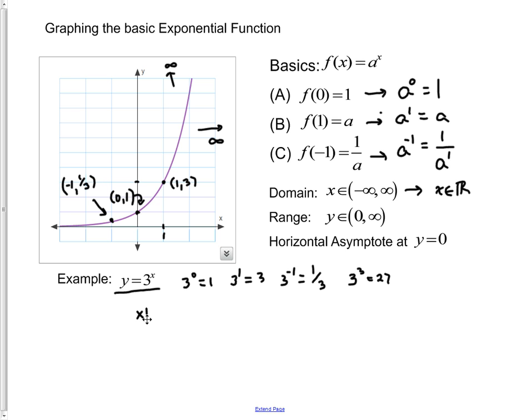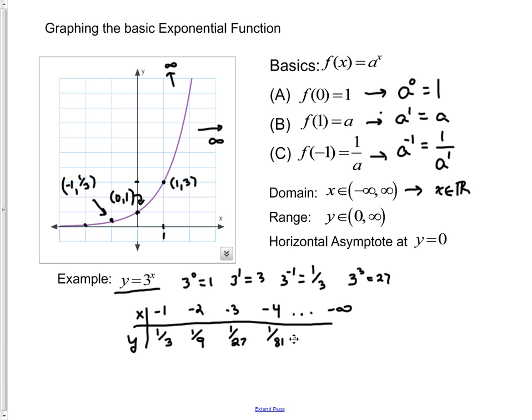Let's try that right now. If we were to look at our graph for these exponential functions, we chose negative 1. We know we get 1/3. If we tried negative 2, we're going to get 1 over 3 squared, which is 1/9. So it's going to go down to 1/9 here. If we tried negative 3, we're going to get 1 over 3 to the third, which is 1/27. We go to negative 4, we're going to get 1 over 3 to the fourth, which is 1/81, and so on. As we go further and further into the negative direction, these values tend to get smaller and smaller. They tend to go towards 0.